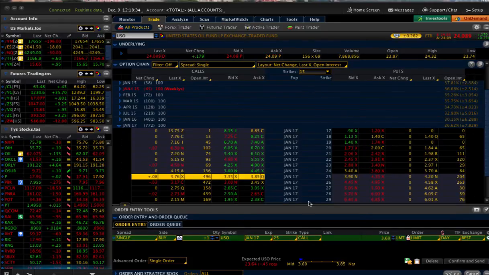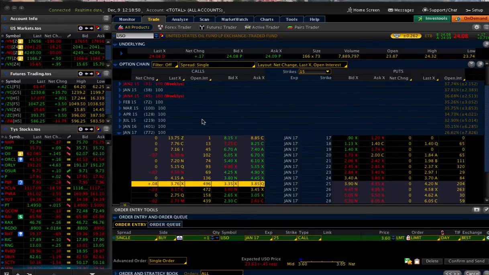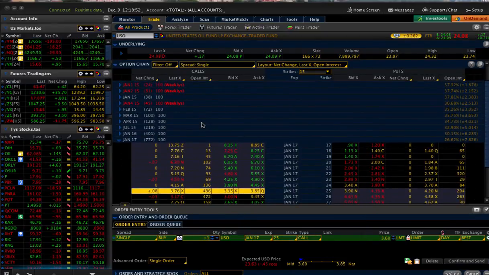One of the ways that advanced option traders like myself get into positions like this is you can buy a long-term LEAP option like this, the January 2017 25 strike price call, and I can simultaneously sell a front month call option to bring down my cost basis.